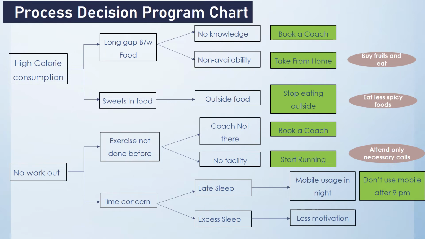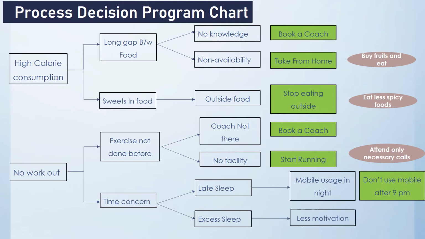This tool is used post completion of the tree diagram. So, high calorie consumption and no workout. We already made a tree diagram till here, I mean till the third level causes, third level reasons. For each and every reason we are making an action. So the first one is no knowledge in the calories and the food diets, so we want to book a coach. And non-availability of food, so take it from home.